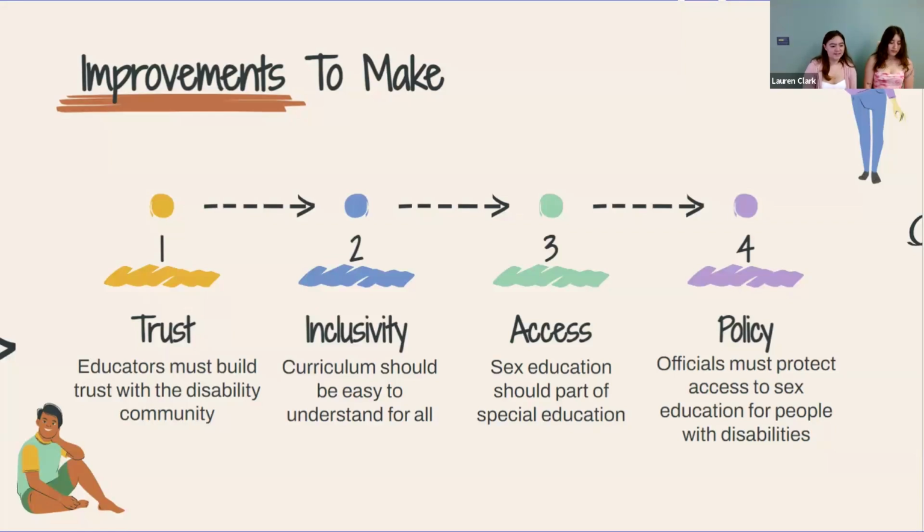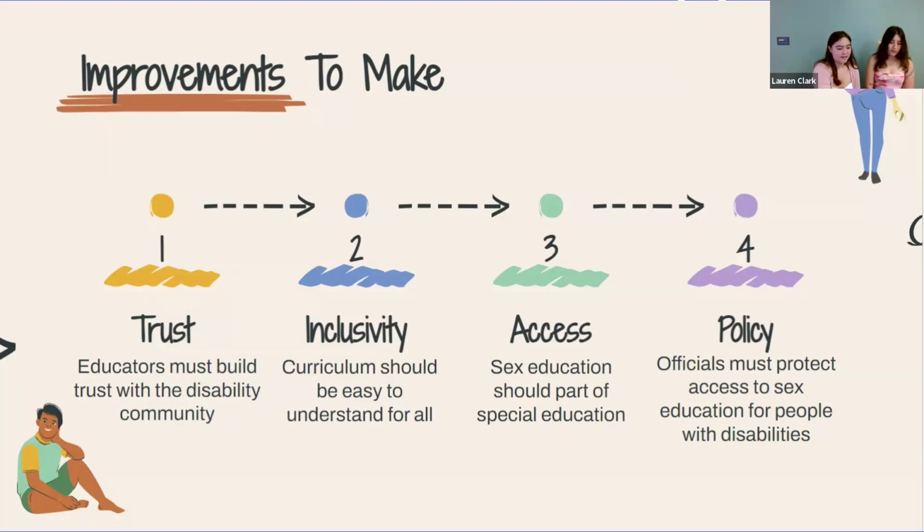Second is inclusivity. The materials should reflect the students in the classroom and the people learning the materials. They should also be easy to understand and accessible for everyone. Access. Sex education should be part of special education, just like it is for the standard curriculum, like how we discussed how it's taught in middle school and high school. So it's important for all students, no matter their ability, to be a part of this program when they're at this age.